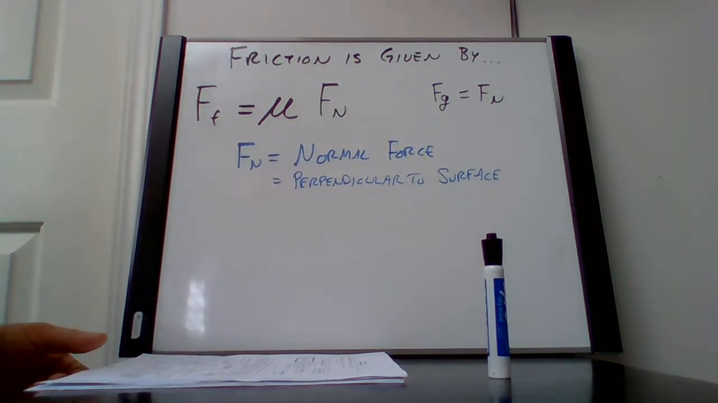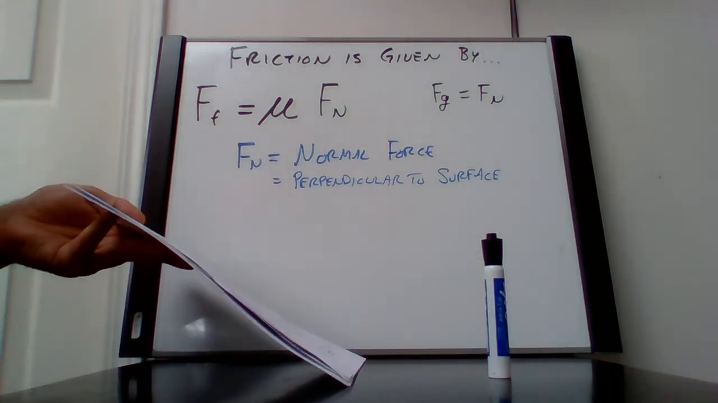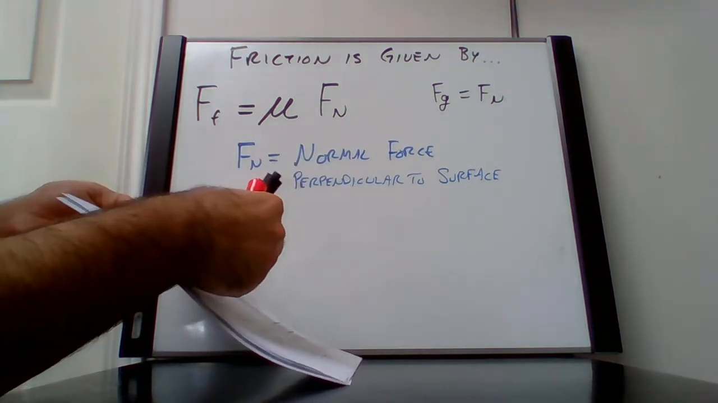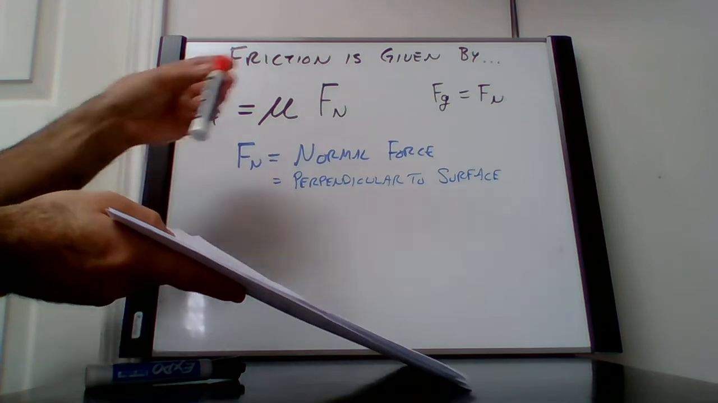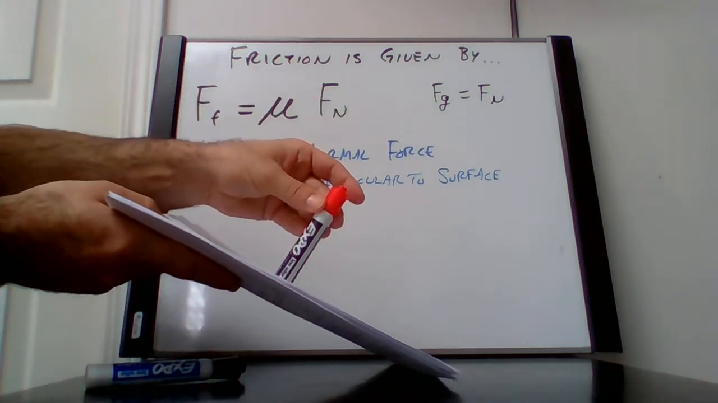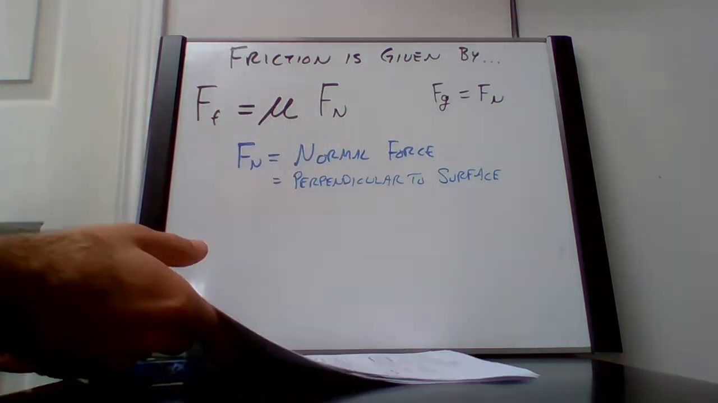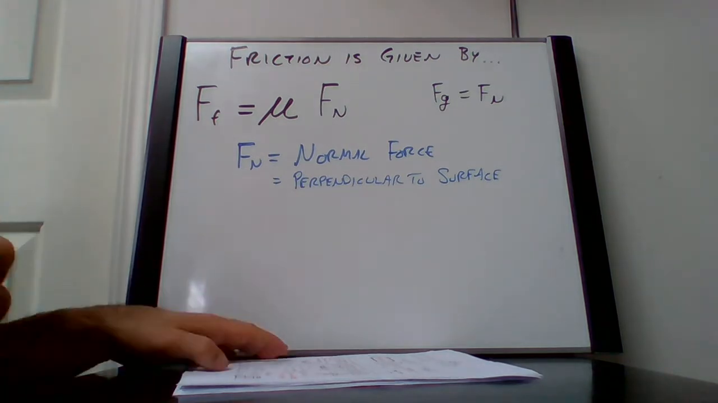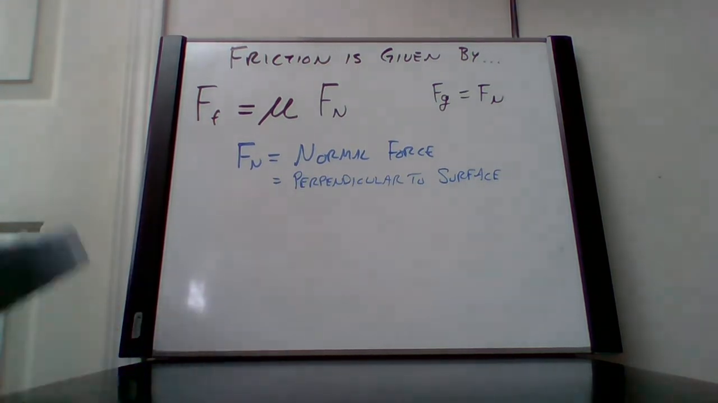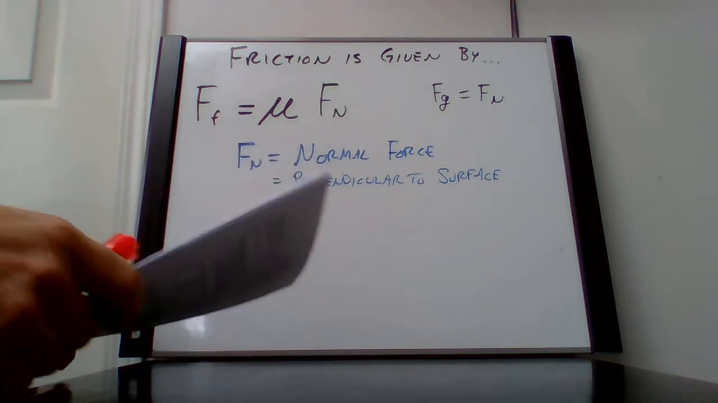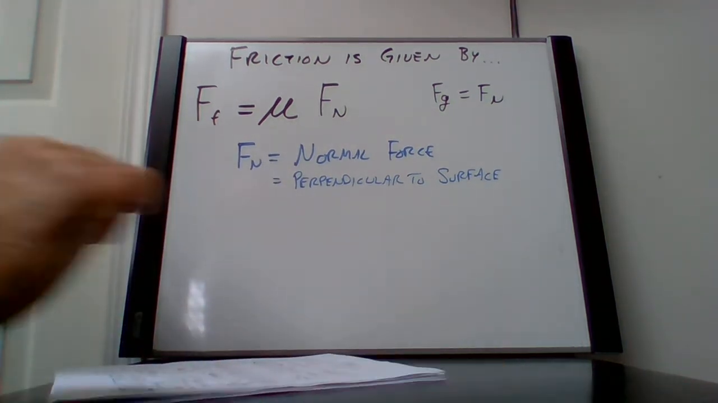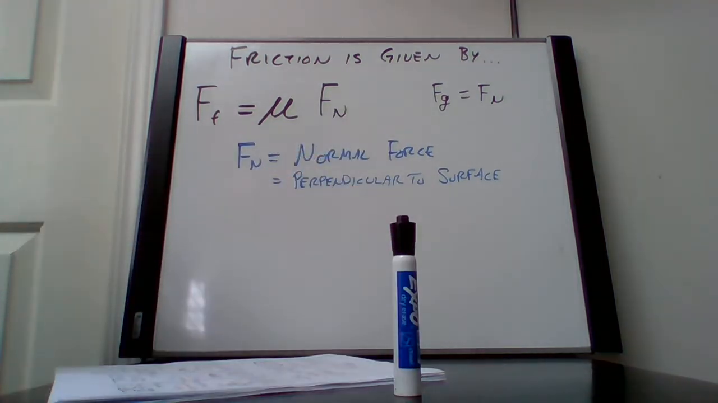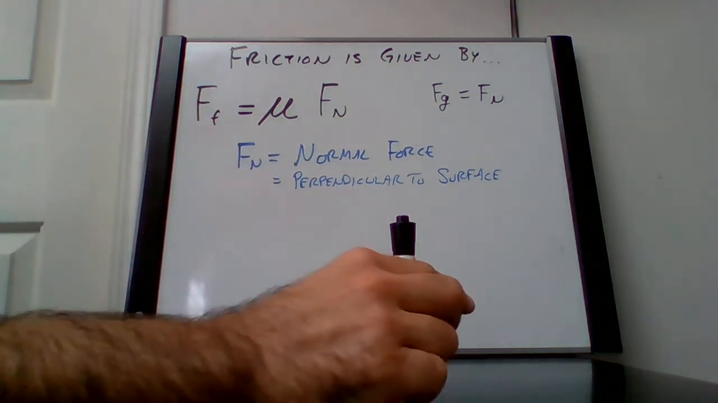If I had, say, this angled surface, it would be perpendicular to that surface at an angle like this. We'll come back to those angled surfaces in the next couple weeks when we talk about inclined planes. For now, we are going to deal with flat horizontal surfaces, and so we are dealing with a straight Fn equals Fg for this week.